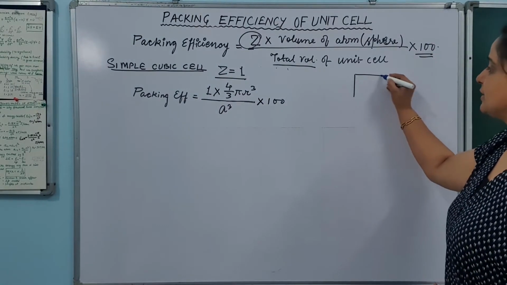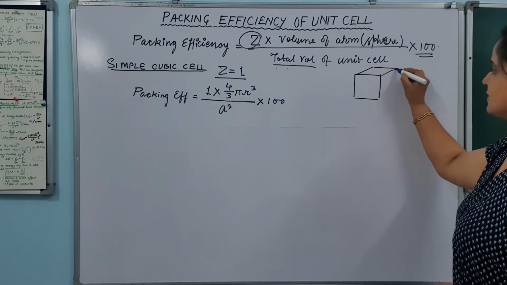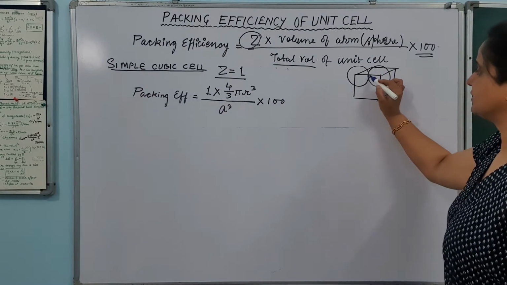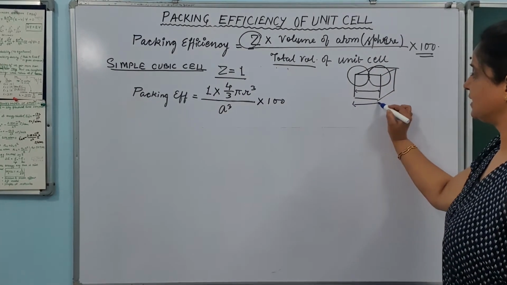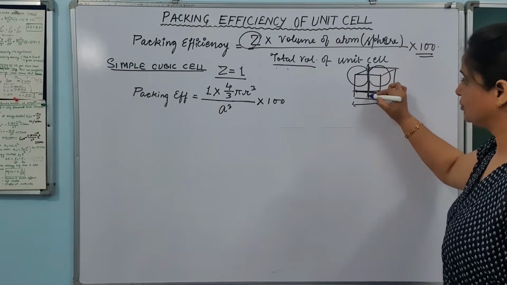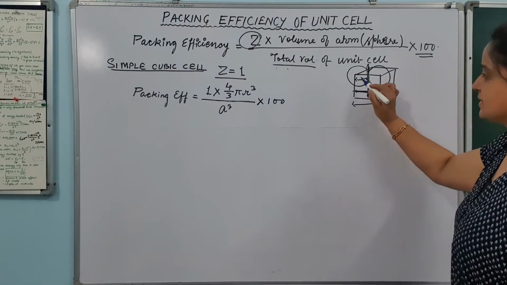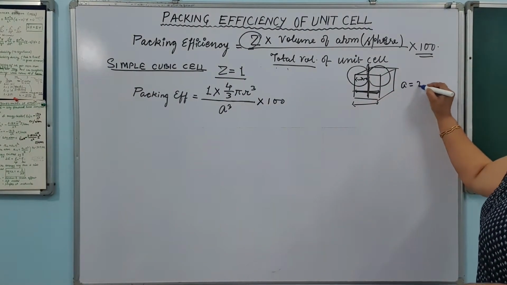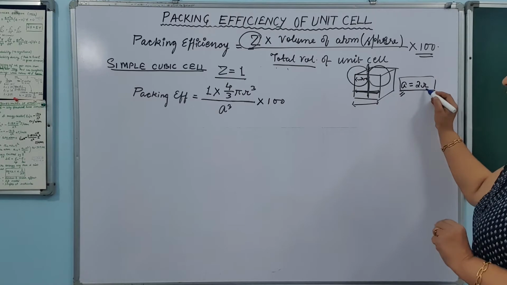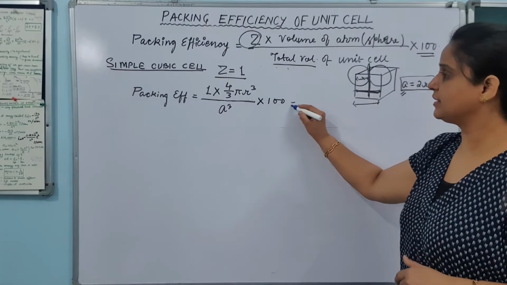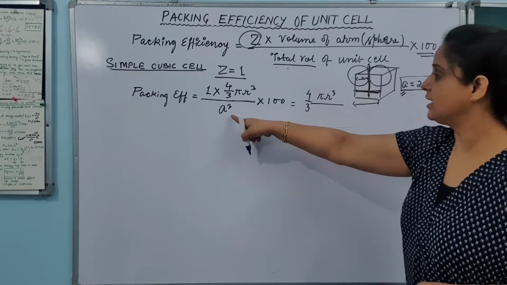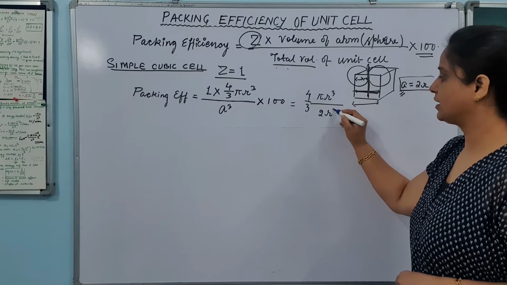We know this thing: if this is a simple cube and these are the 2 atoms present here, this is a, and if I divide it by 2, we will get r, isn't it? So a equals 2r here. For the simple cubic cell, the relation between a and r is this. So can't I use this formula here? So this is 4 by 3 pi r cube divided by a equals 2r, so (2r) cube.